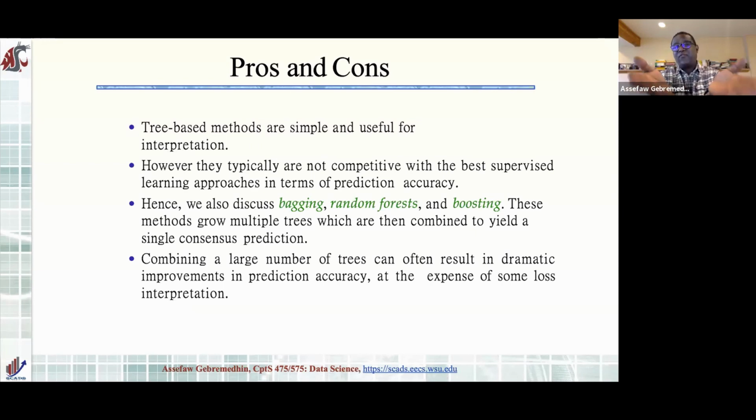What trees have going for them is that they are simple to interpret. In fact, as we will see now, and some of you probably already know, the tree is the model, and you can show it to somebody, and they would not need to take a class like this or be sophisticated in math to understand it. So that is an appeal. That's a pro. But they are not competitive with some of the best supervised learning approaches in terms of prediction accuracy, and that is where lots of things would come.